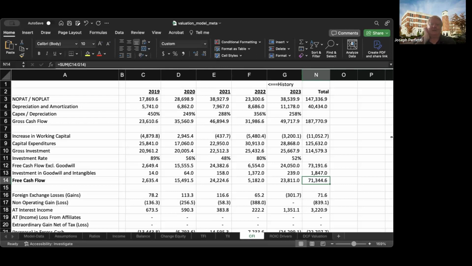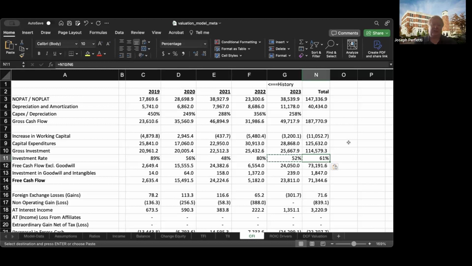Okay. Now, of the 188 billion of gross cash flow, they reinvested 114.6 billion of gross investment. And that worked out to, for some reason, the reinvestment rate didn't get copied over. So hopefully you got a calculator out. And that represented a 61% investment rate over the 5-year average, leading to free cash flow of about 73 billion.